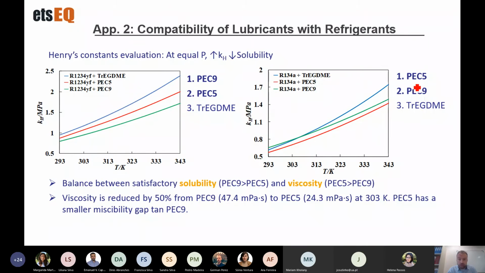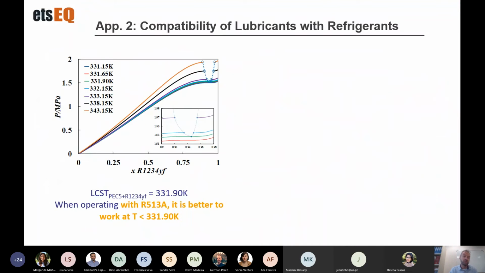So what to do? Here we use information not only on the solubility, where there is a tie, but also on the viscosity. I'm not showing the results because it would take too long, but the viscosity is reduced by 50% from PEG 9 to PEG 5. So in this regard, we chose PEG 5 over PEG 9. There is another important reason. PEG 5 has a smaller immiscibility gap than PEG 9. For those two reasons, we chose PEG 5 as the lubricant for our calculations.